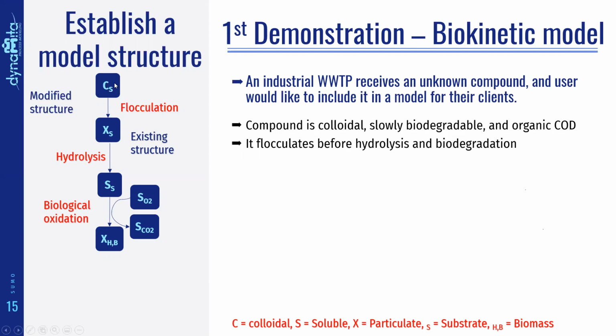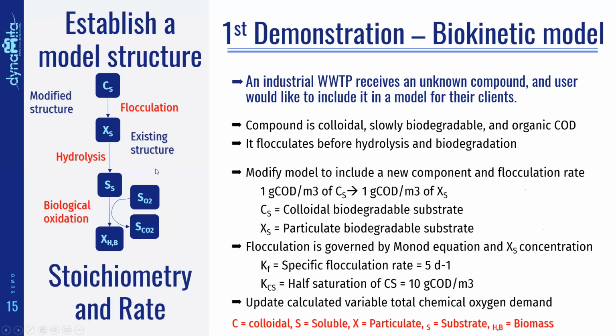So we will include a new component into this model called CS. We will modify the structure to include a flocculation rate reaction where CS gets converted to XS, which is particulate. The second important thing you need to do in this exercise is to identify the correct stoichiometric relationship and the rate. And in this model, we are saying that for the new component we are adding, 1 gram COD per cubic meter of CS, which is colloidal substrate, which is organic COD, is converted to 1 gram COD per cubic meter of XS, which is particulate substrate.